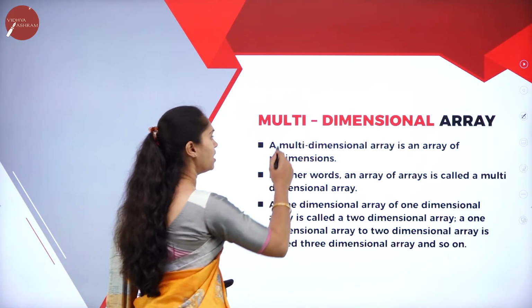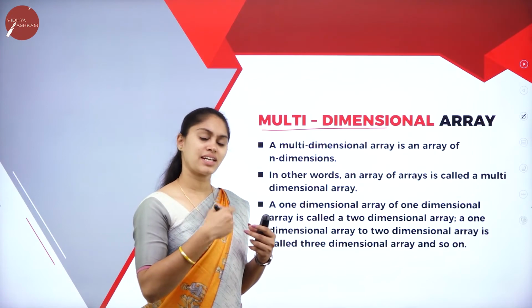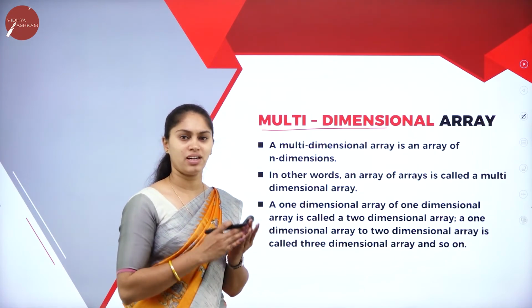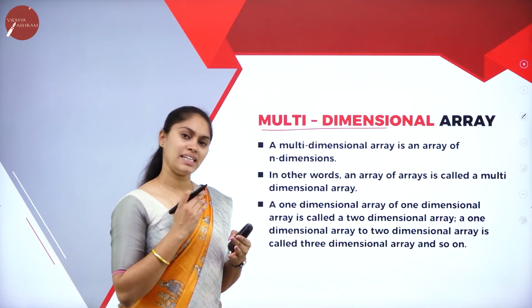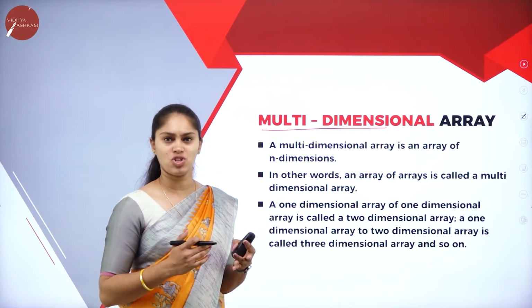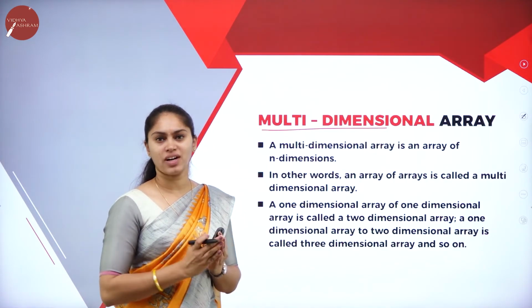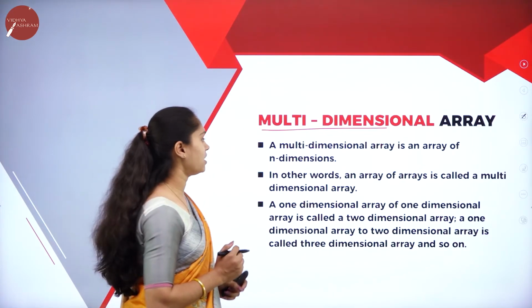Then what is this multi-dimensional? An array which is greater than two dimensions is termed as what? Multi-dimensional array. One dimension, two dimension and greater than two dimension. It can be 3, 4, any number of dimensions. That kind of array is termed a multi-dimensional array.